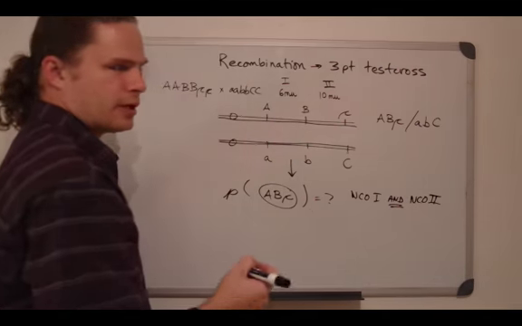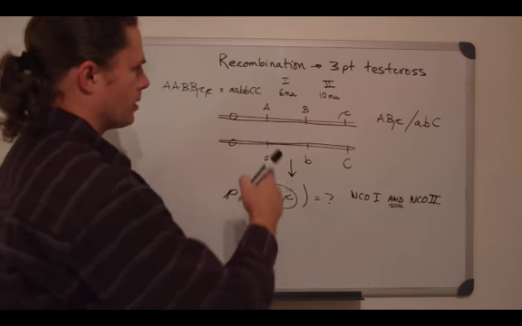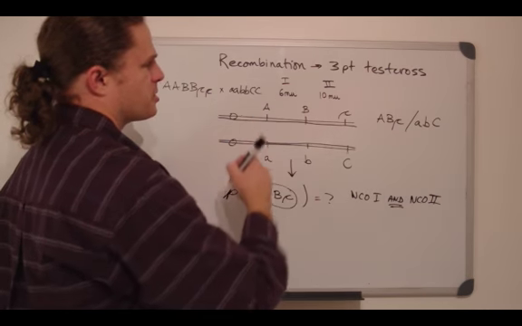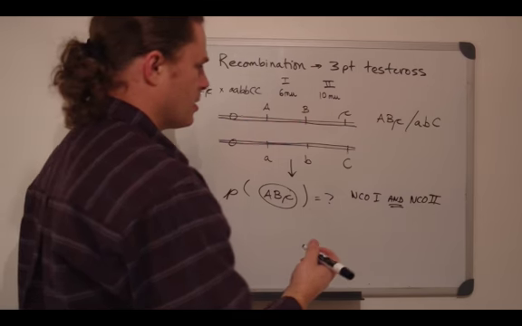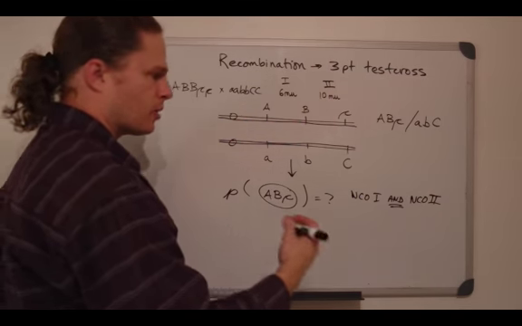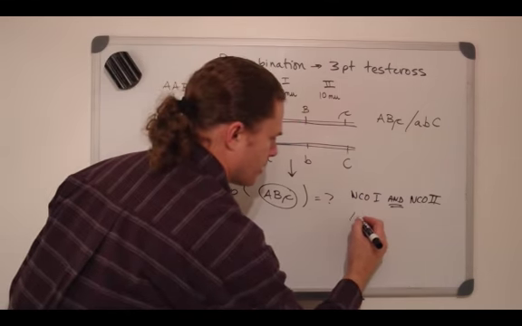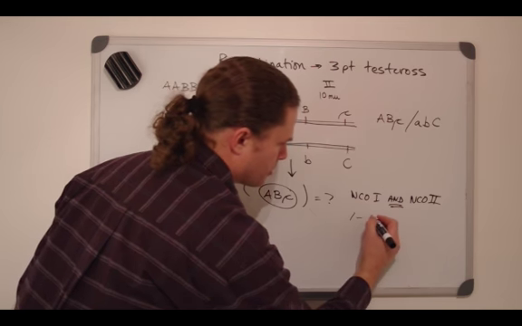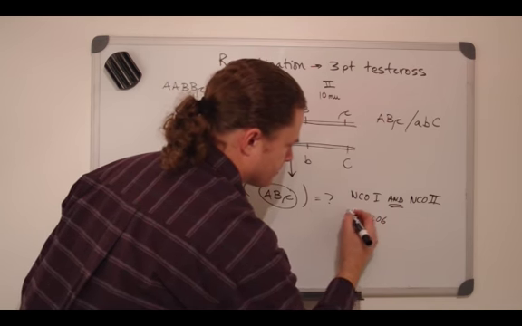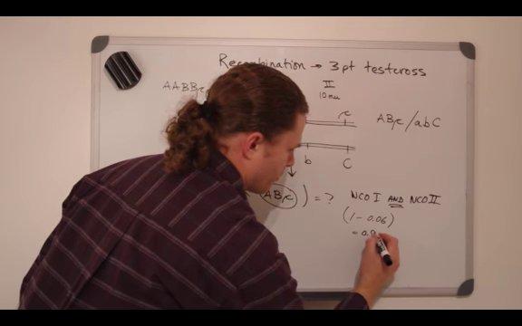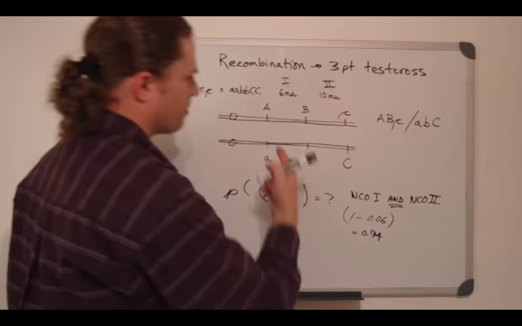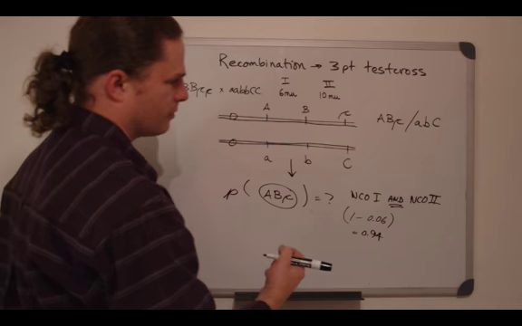Now, what's the probability of no crossovers in region 1? Well, if it's 6 map units apart, the probability of a crossover is 6 map units, which means the probability of no crossovers is 1 minus 6 map units, or 6%, which would give us 0.94 as the probability for no crossovers in this interval.